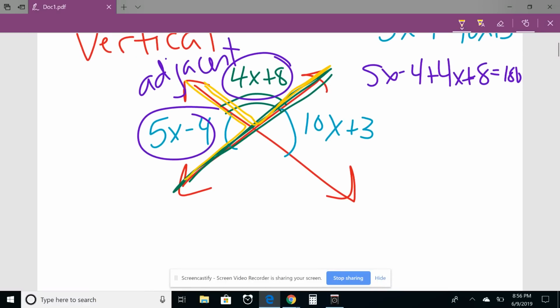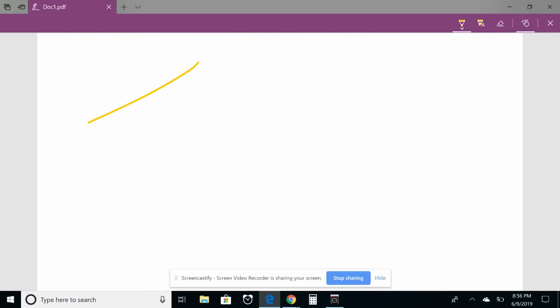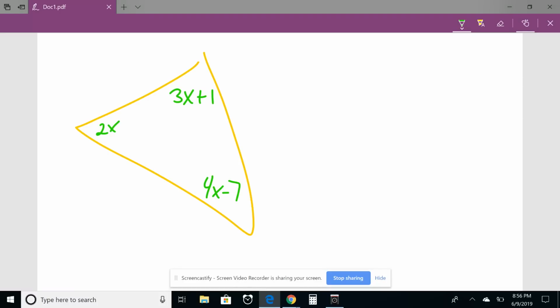Other types of relationships. A triangle. If I'm given a triangle, and this is 2x, this is 3x plus 1, and this is 4x minus 7. All the angles in a triangle add up to 180. 2x plus 3x plus 1 plus 4x minus 7 equals 180.